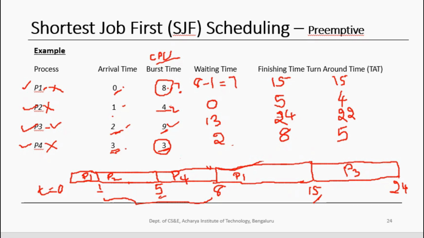Okay, now I calculated the finishing time. Finishing time for P1 is 15, P2 is 5, and so on. And how do we calculate the turnaround time? Finishing time minus the arrival time, that is equal to 15, or you can add the waiting time to the burst time, that is equal to 15. So this is how we can get the turnaround time and finishing time for this shortest job scheduling.